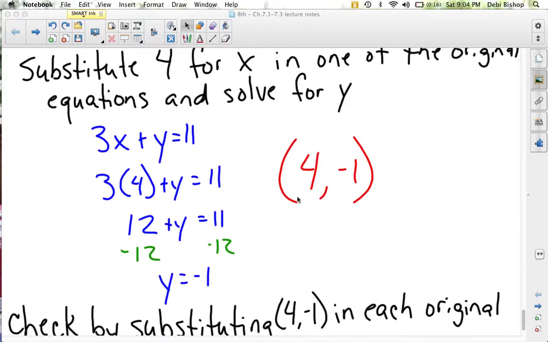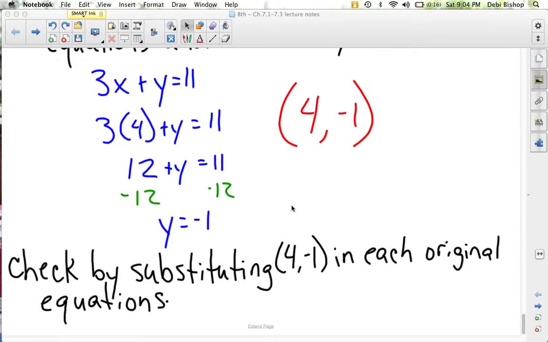So again, you can see for the third time we've proven this in a different way, that the 4, negative 1 is a solution to both of those equations. And that is the lesson.